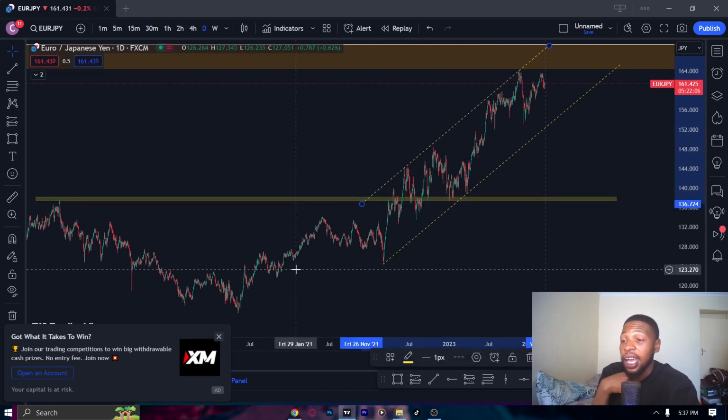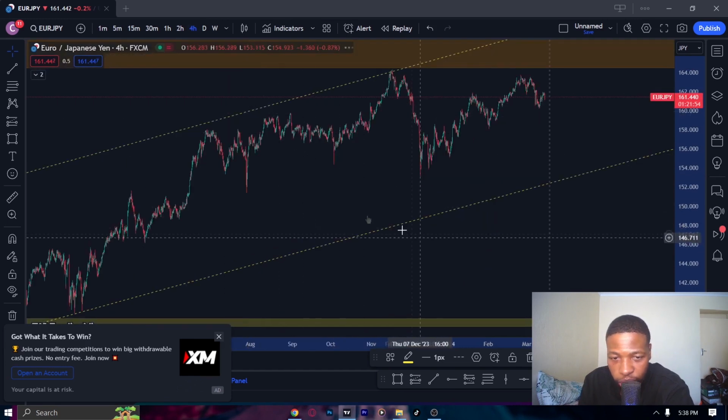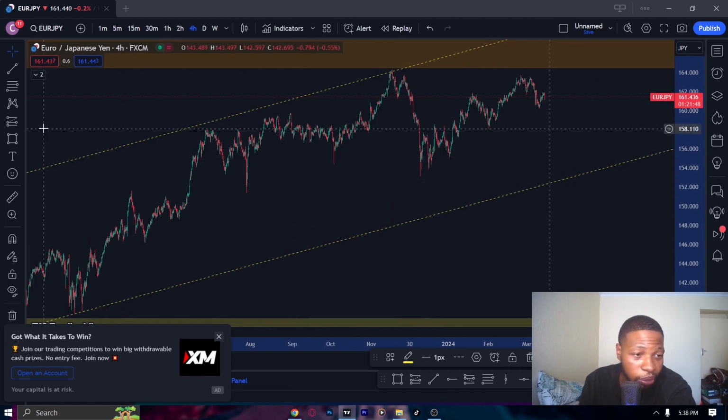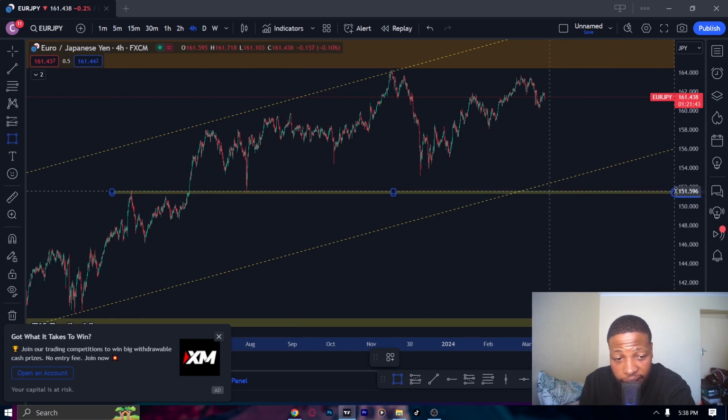I am seeing a bearish trade, but I have to be sure that I'm actually seeing a bearish chart, right? The only way to see that you're seeing a bearish chart, you have to go to your lower time frames, so it can show you that. So I'm seeing another demand zone. This is another beautiful demand zone on the 4 hour.